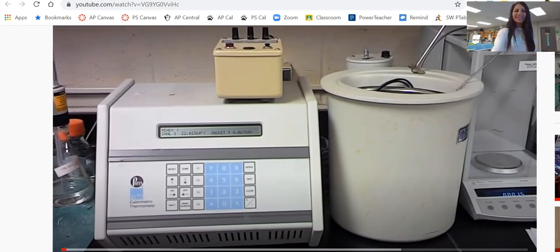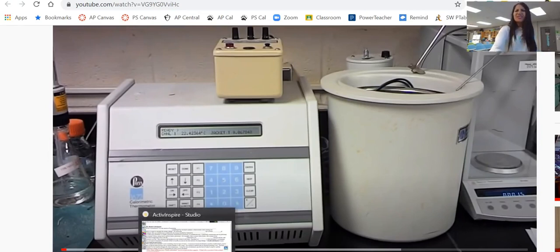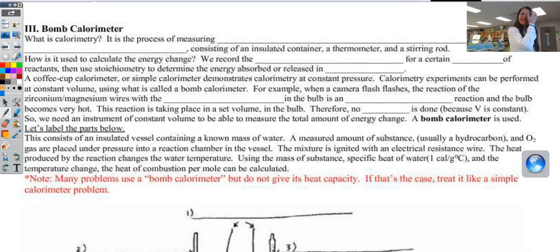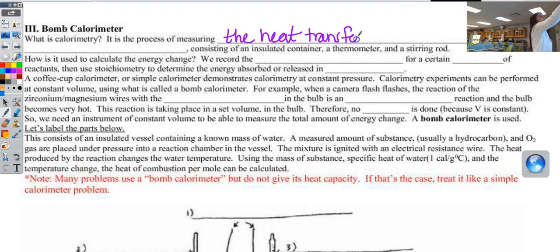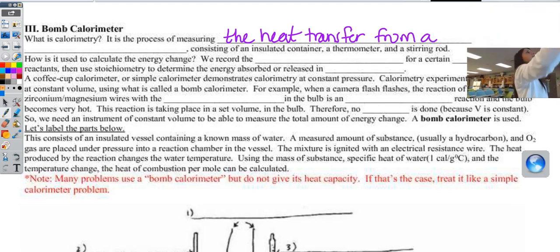So this is actually an example. We will come right back to this. Let's do a little bit of notes, and then we can shift back to get an idea of how the bomb calorimeter actually works. So what is calorimetry? Well, all it is, it's the process of measuring your heat transfer, and you use a calorimeter to do it. That's it. So it's measuring the heat transfer using a calorimeter from a reaction.